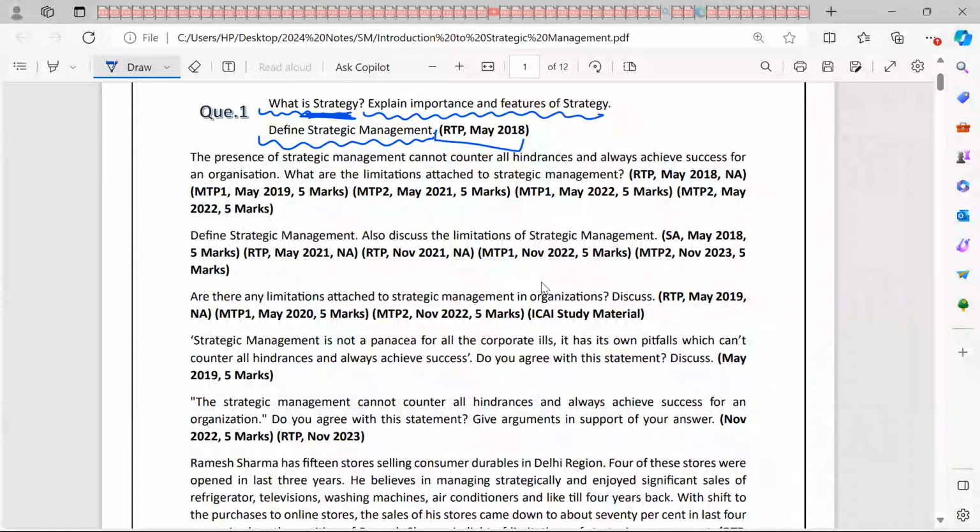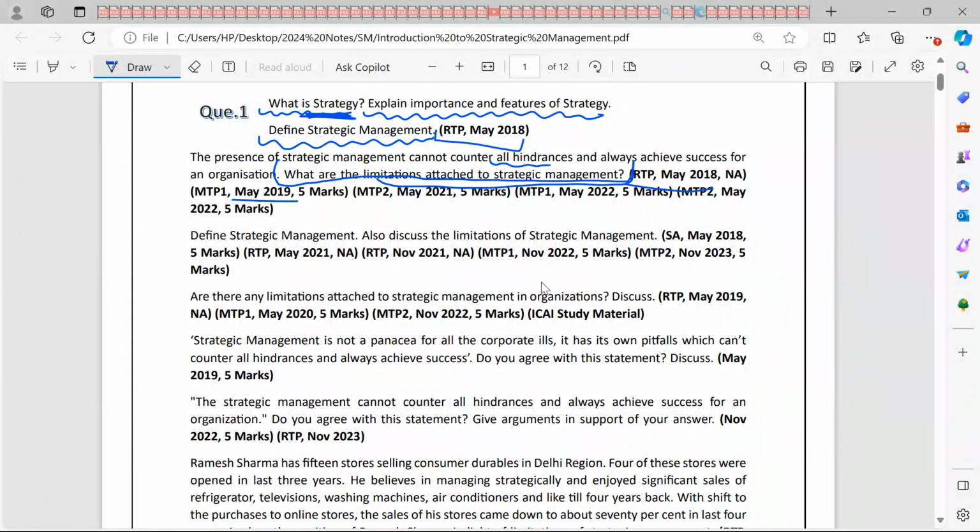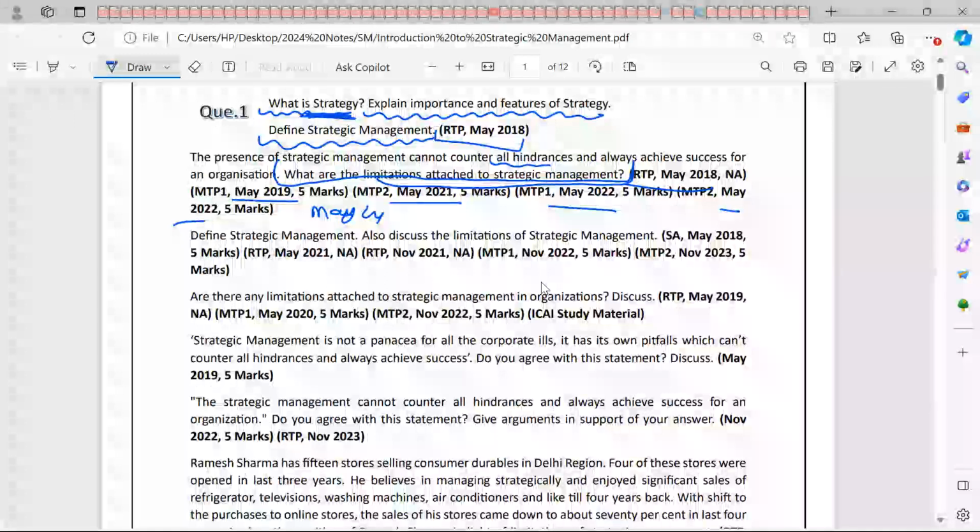Now, the presence of strategic management cannot counter all hindrance and so on. Last line, what is this? What are the limitations attached to strategic management? RTP May 18, MTP May 19, May 21, May 22, May 22, and most probably in May 24. Now, what are the limitations? Always remember the Ranga example. Again, define strategic management. What are the limitations of strategic management? Next question, limitations attached to strategic management in the organization.